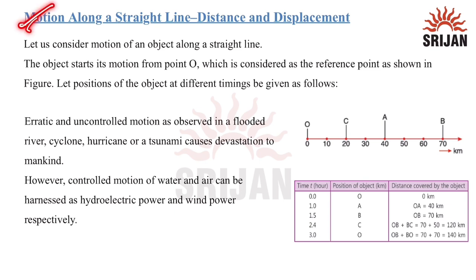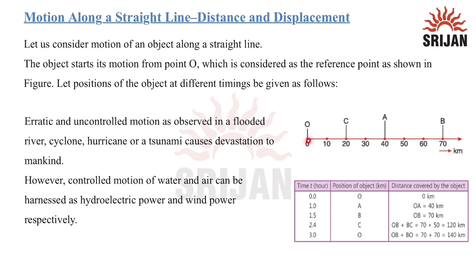Motion along a straight line, distance and displacement. Just for your knowledge, just remember that erratic and uncontrolled motion as observed in a flooded river, cyclone, hurricane or a tsunami causes devastation to mankind. However, if we control this motion of water and air, we can harness hydroelectric power and wind power respectively. Now, let us consider motion of an object along a straight line.